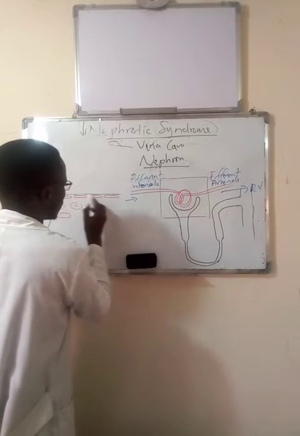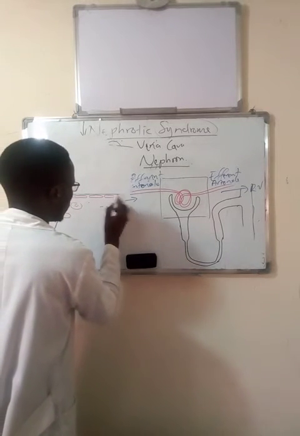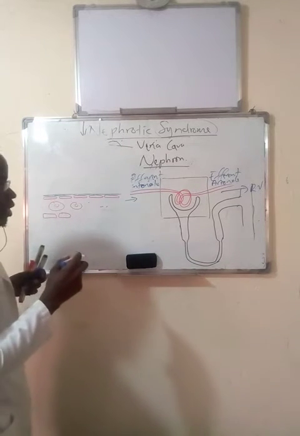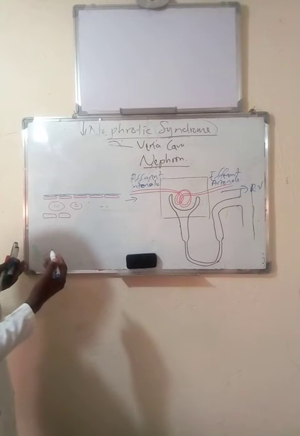So that is the glomerular basement membrane, isn't it? Then from the glomerular basement membrane, we have what are called podocytes. Now, these podocytes are specialized cells. The reason why I call them podocytes is that they have what are called foot processes.